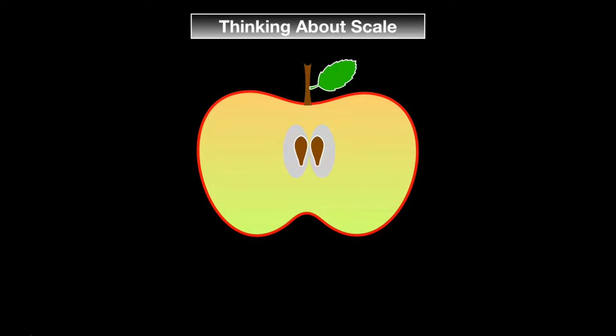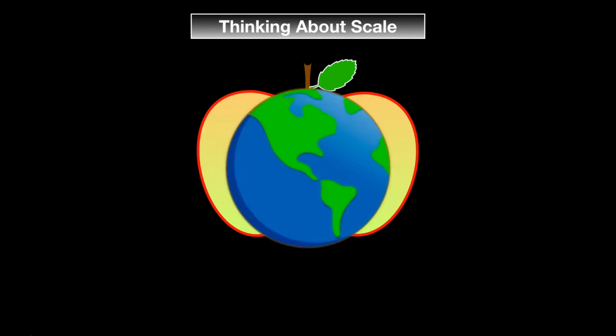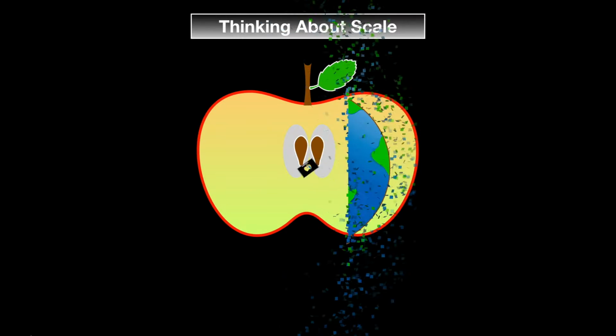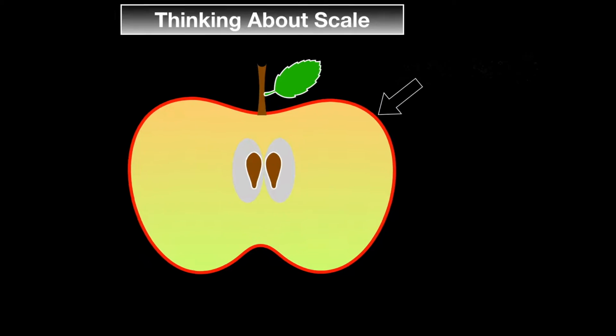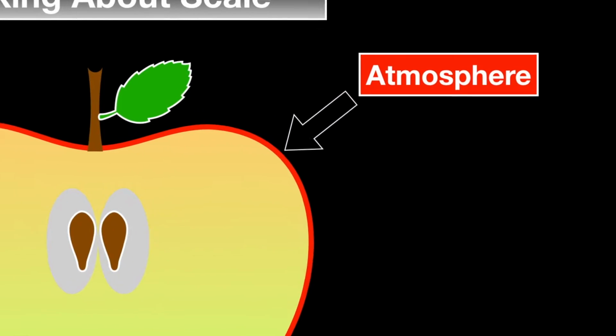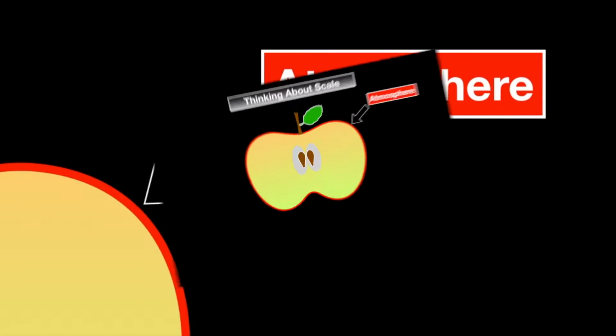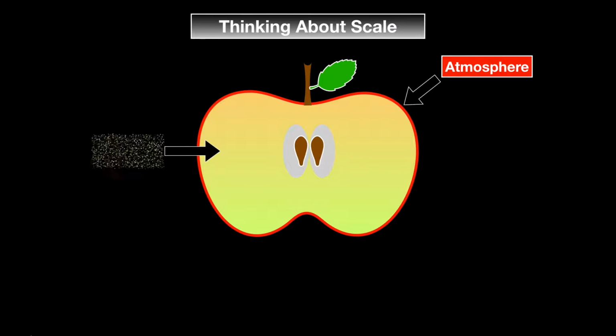Now, if we're thinking about the scale of the atmosphere compared to the Earth, let's pretend the Earth is this apple. Now, the atmosphere is going to be about, in terms of scale, the thickness of the outer skin of the apple. And the solid mass of Earth is like the core of the apple. So the atmosphere is just like the layer of skin on an apple, and it's very, very thin compared to the rest of Earth. So the atmosphere is actually a very thin section of what we call our home.